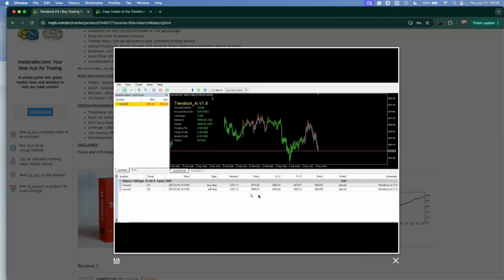These are some images of how it looks like, how it works. It has a dashboard here where you can see your P&L, the account name, the account number, and all the necessary details of your account.